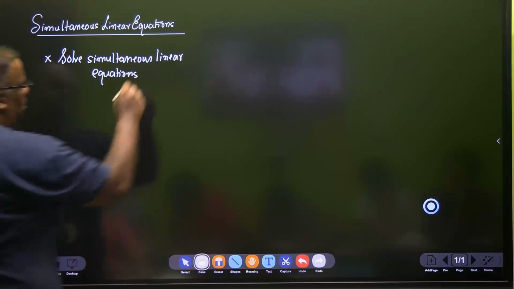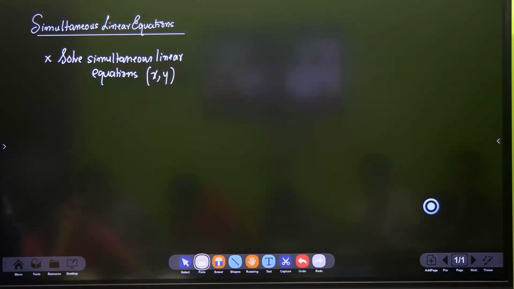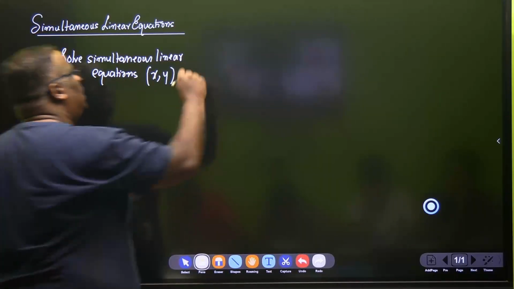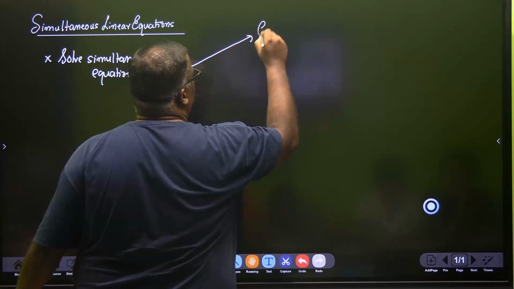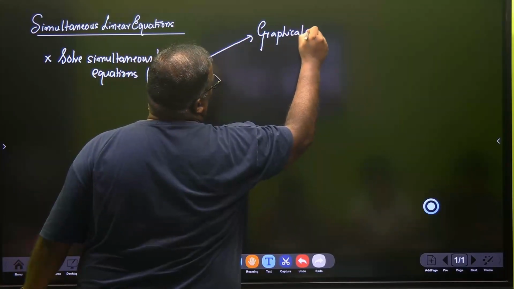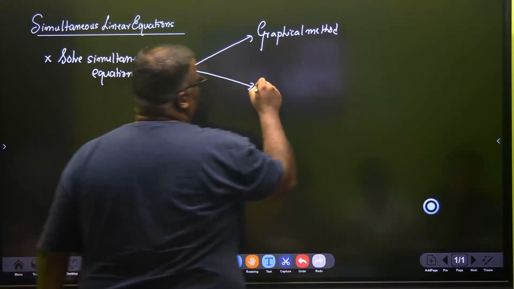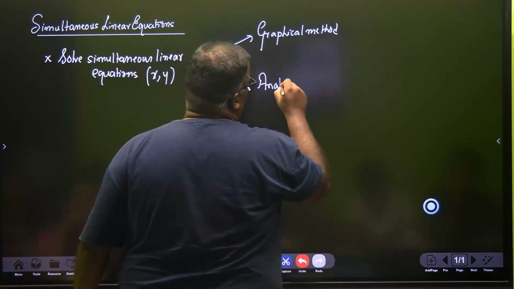What we will do in this chapter, our job will be to solve simultaneous linear equations. Means in short, the variables can be m, n or anything, but standardized we say x and y are the variables. We are supposed to find the value of x and y. Such solving can be done in two ways. One is known as the graphical method. And the second is known as the analytical method.